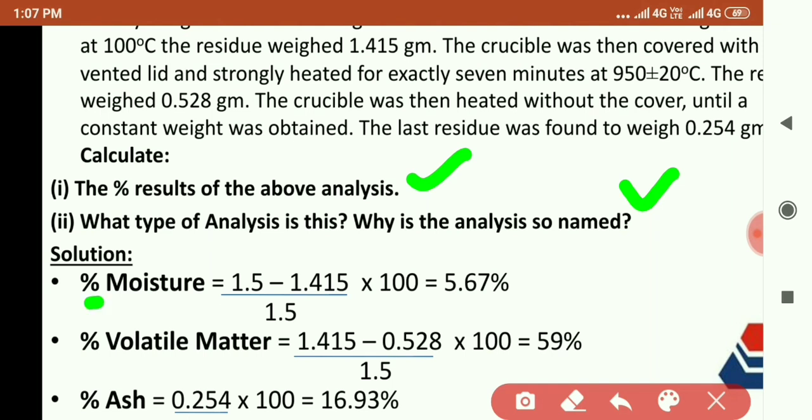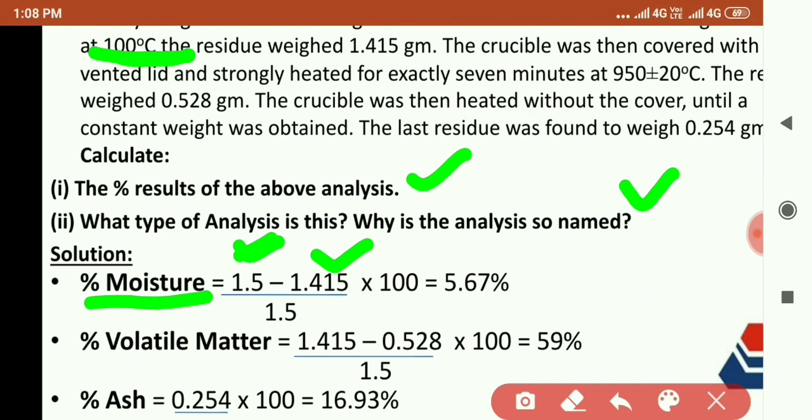So percentage of moisture, first of all, we have to determine. Earlier the weight of the coal sample was 1.5 grams, and after heating at 100 degrees centigrade, and if you remember the temperature was 105 to 110 degrees centigrade, the moisture content will get removed, and then the loss in weight, you can see that the residue is 1.415 gram. So loss in weight may be determined by subtracting 1.415 from 1.5. So this is the loss in weight when it is heated up to 100 degrees centigrade temperature.